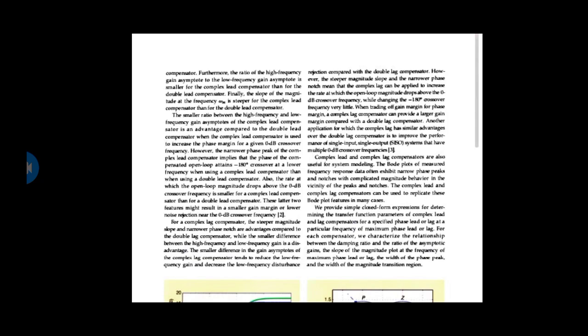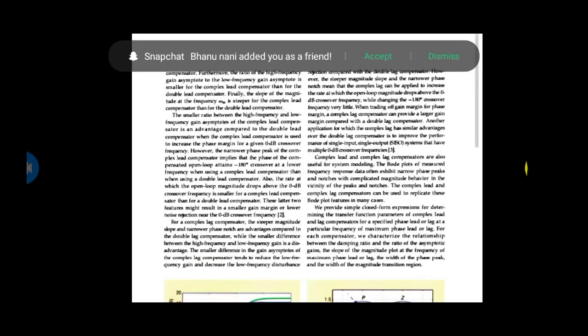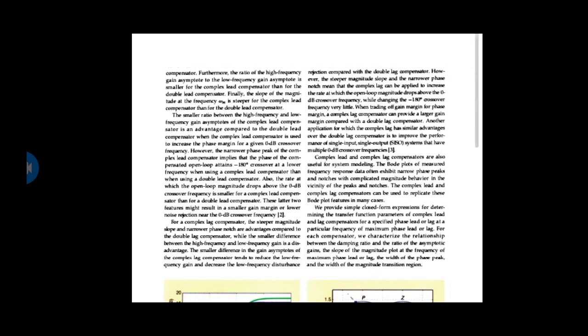Another application for which the complex lag has an advantage over the double lag compensator is to improve the performance of single input single output (SISO) systems that have multiple 0 dB crossover frequencies. Complex lead and complex lag compensators are also useful for system modeling. Bode plots of measured frequency response data often exhibit narrow phase peaks and complicated magnitude behavior in the vicinity of peaks and notches. The complex lead and complex lag compensators can be used to replicate these Bode plot features in many cases.